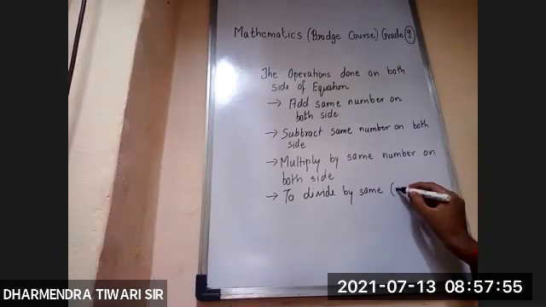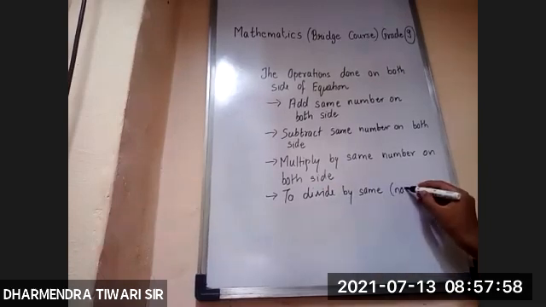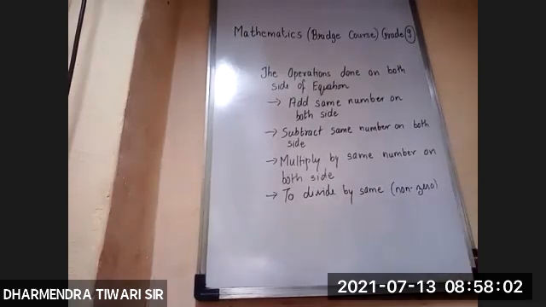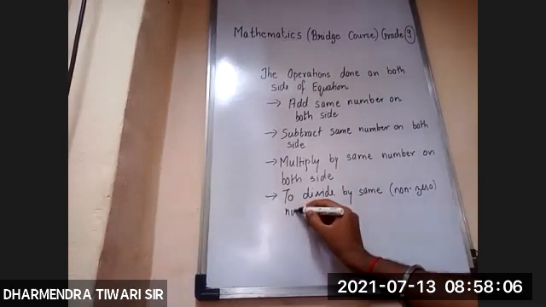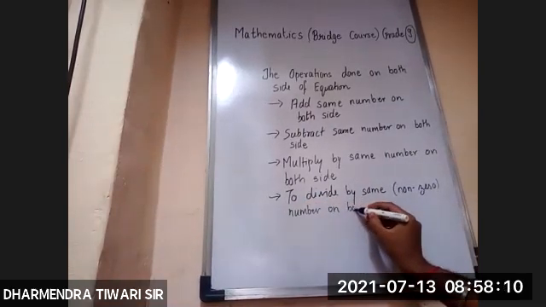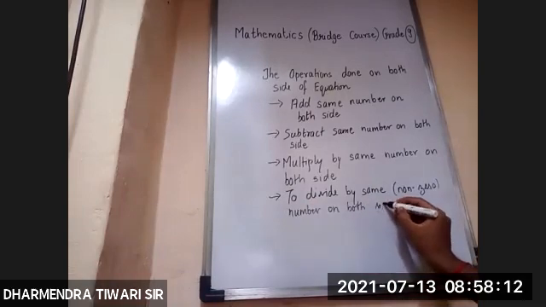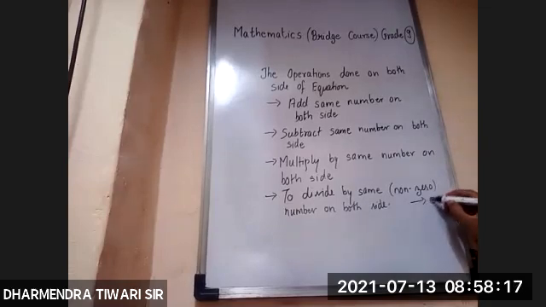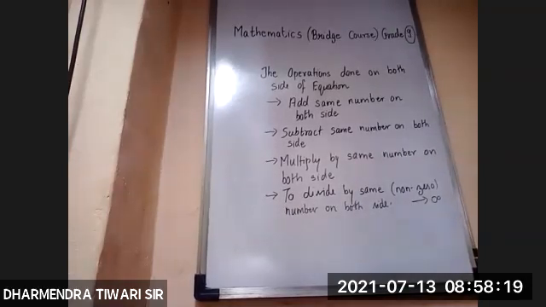Same non-zero number. Why? Because we are dividing. We cannot divide any number by zero, so that's why we have to mention it. To divide by the same non-zero number on both sides. If we divide by zero, then what will happen? Things will tend to infinity, and we know that infinity does not exist, because of which we don't divide by zero.